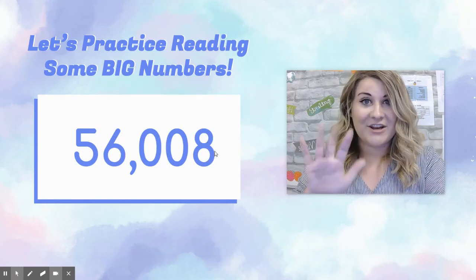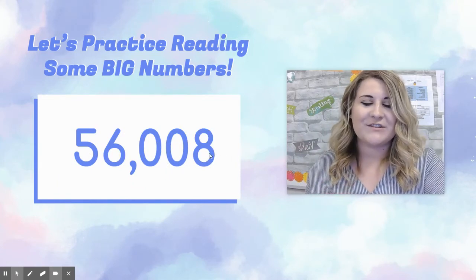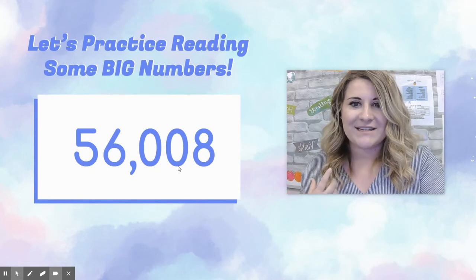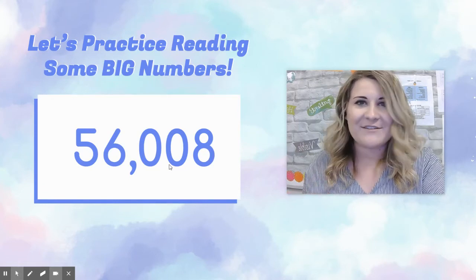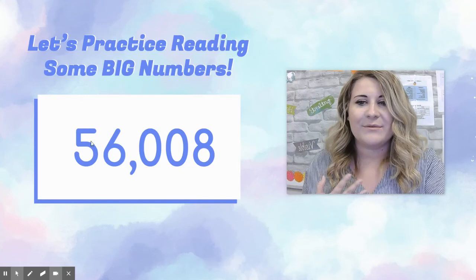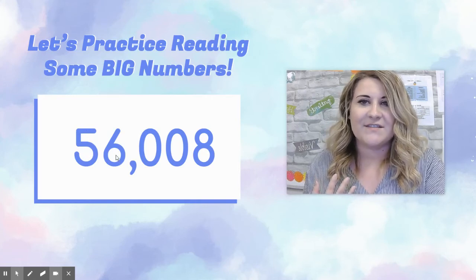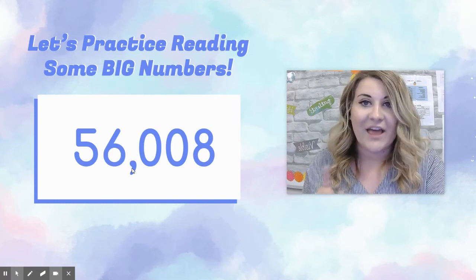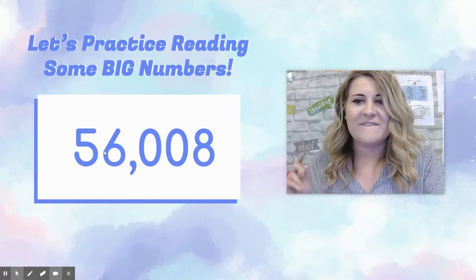Let's try another one. This is a 5-digit number. Now, this one is a little tricky, so I'm going to explain this one. This has 2 zeros there. And if there's 2 zeros there, you just don't say them. Okay? So we've got this number. What number is that? 56. That's easy. 56. Then we've got a comma, which says 1,000. Good. Good memory, guys. 56,000.